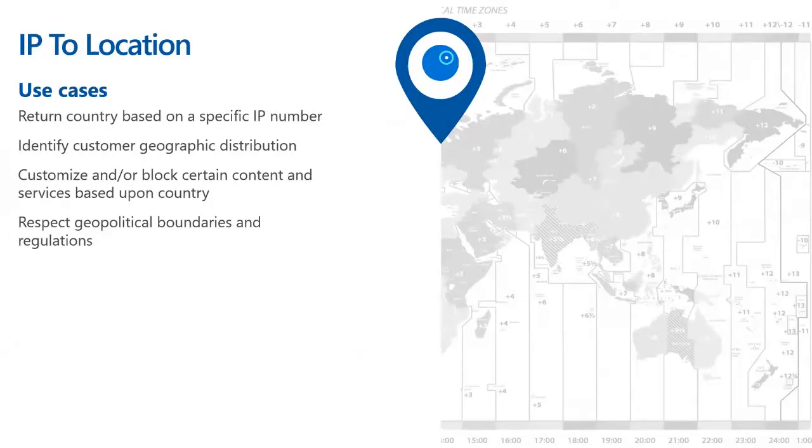The other one is the IP to location. So you can get the location based on the IP. This is great for identifying the geography distribution. You could customize or block the content that you are providing, depending on the location of the customer. Yeah, basically to follow geopolitical boundaries or regulations. Right. Yeah.